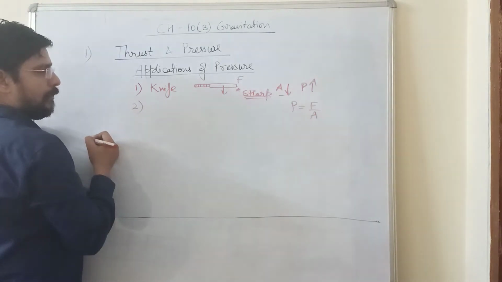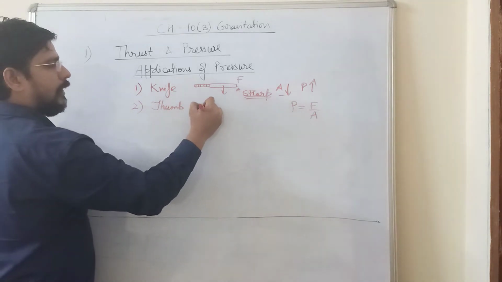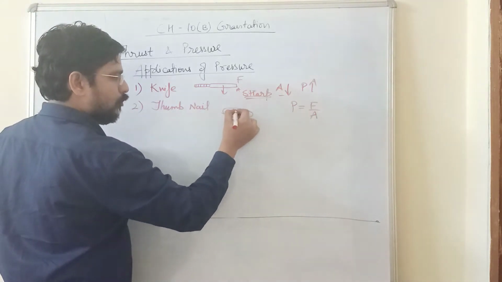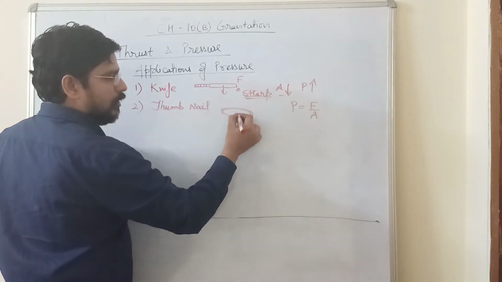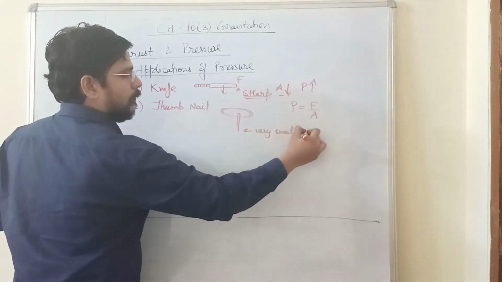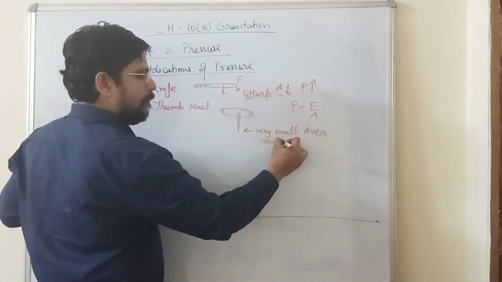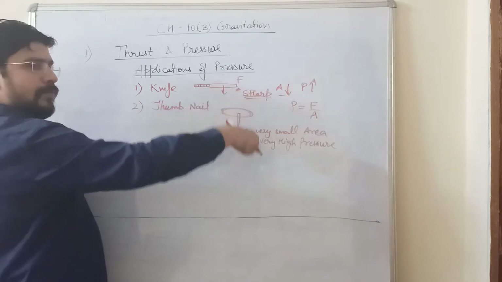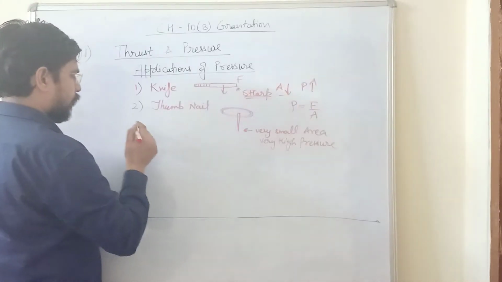The second application of pressure is the thumbnail. If you have seen a thumbnail, you might have noticed that it has one broader side where we press with the thumb, and on the other side we have a very pointed tip. This pointed tip has a very small area, which generates very high pressure. If I push this thumbnail into the drawing board or display board, the nail will go into the soft wood of that board.